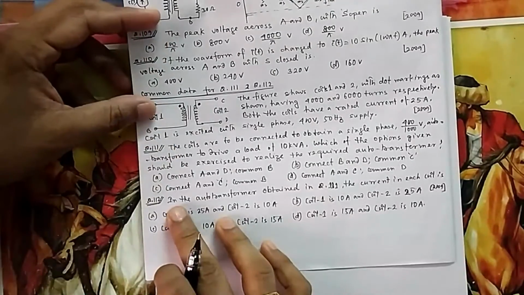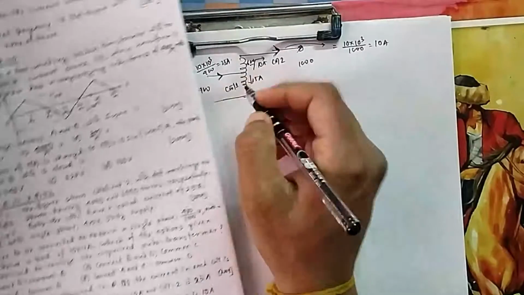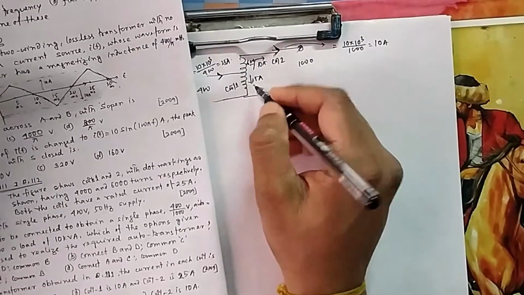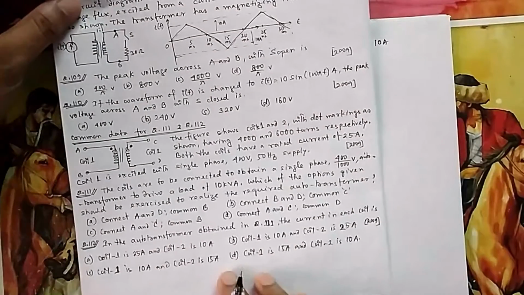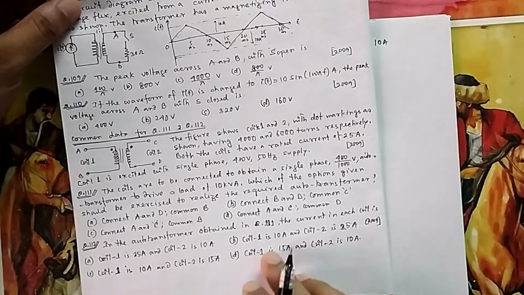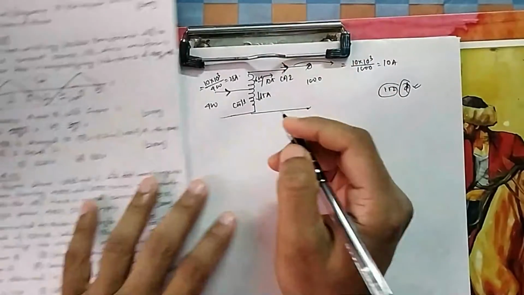And you see the second one in an auto transformer, the current in each coil. This current we have already seen. In coil 1 the current is 15 ampere, because 15 ampere is passing through coil 1, and in coil 2 it is 10 ampere. So it is already given: coil 1 is 15 and coil 2 is 10. So question 112 we have already solved. That is your option D.